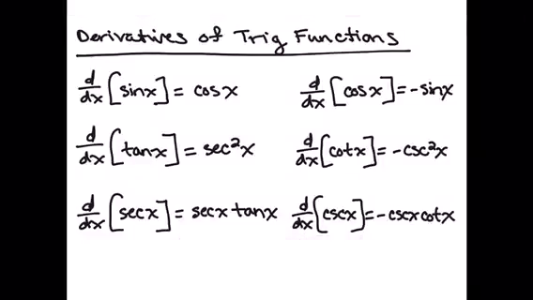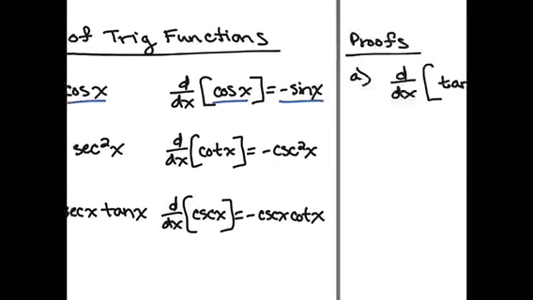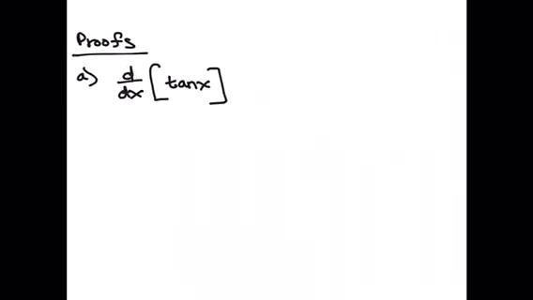You already know that the derivative of sine x is cosine x, and the derivative of cosine is negative sine. We're going to use these and the quotient rule to find the derivatives of the other four trig functions. Now, I've given you the formulas here, but we're going to prove them. Tangent is actually sine over cosine.